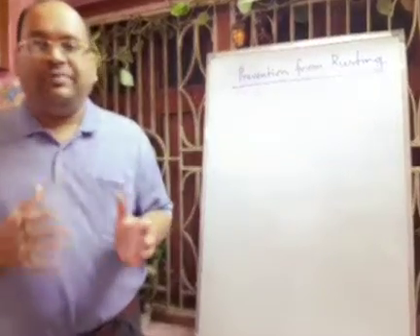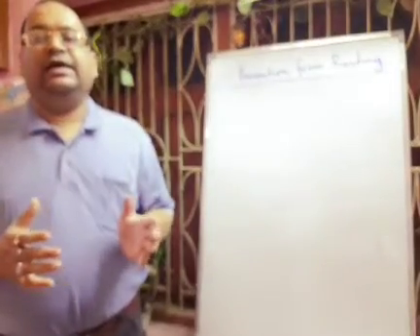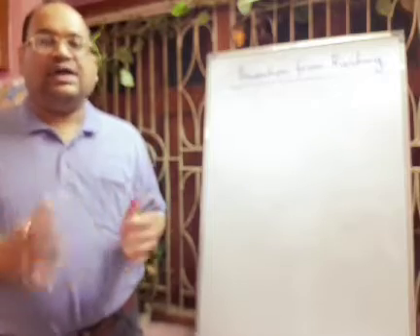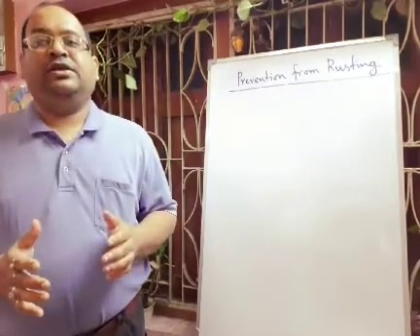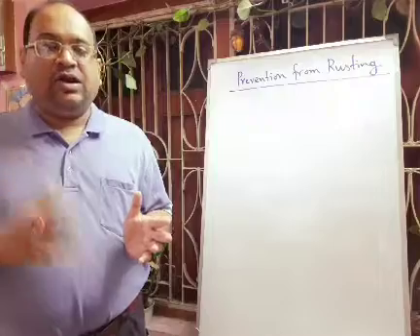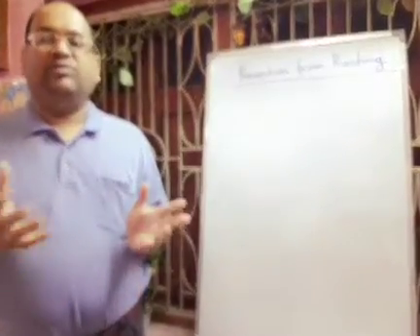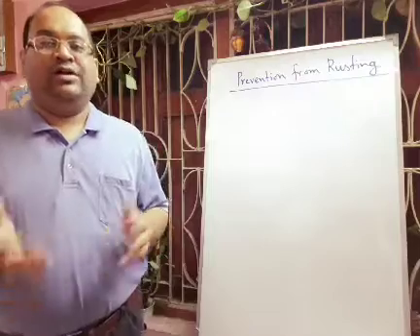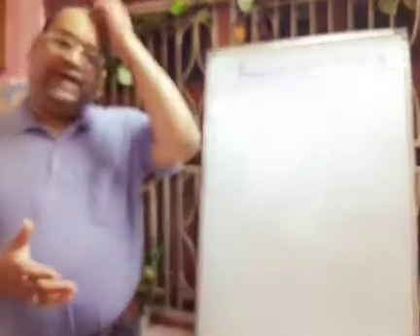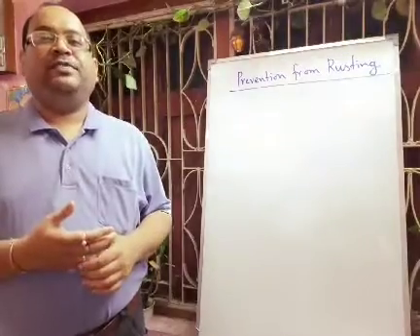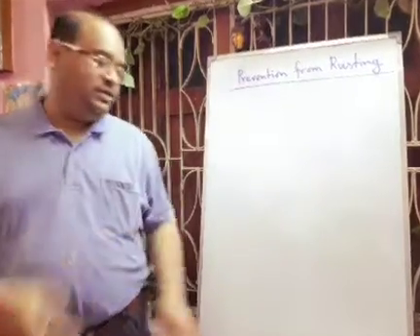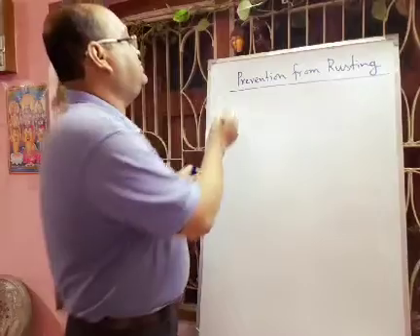So we have to prevent the iron surface from coming in contact with water and oxygen, that means moisture and air. And we can do this in different ways. First we will discuss painting. Painting may be of different types.